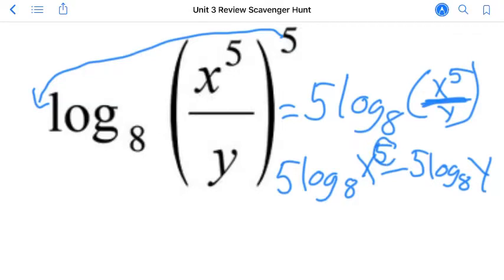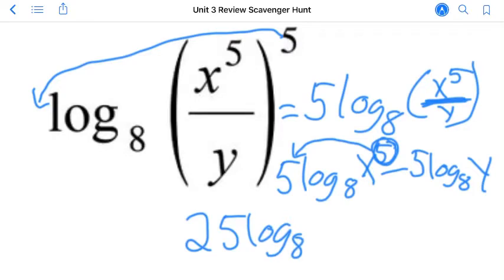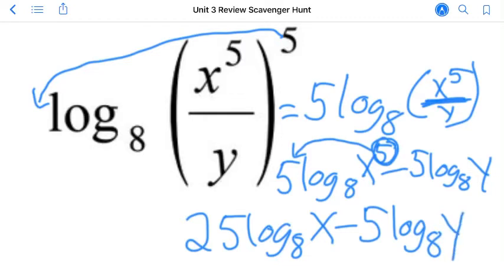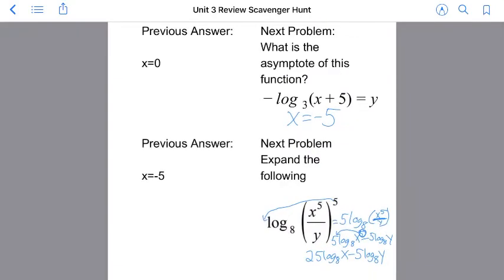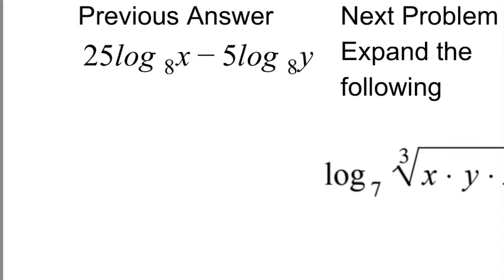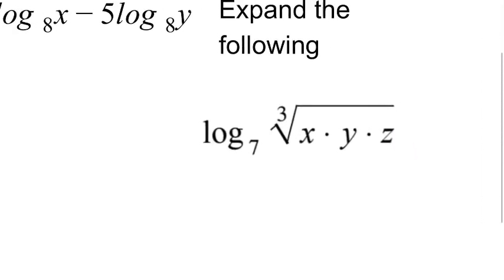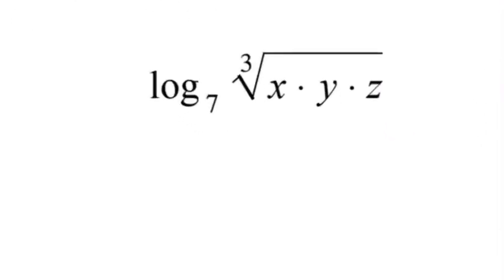Then I need to also take care of my extra exponent in there. So I'm going to bring it down in front by multiplying. So then I have 25 log base 8 of x minus 5 log base 8 of y. And there is my answer. And then we move on. The previous answer is there. So we move on to expanding again.